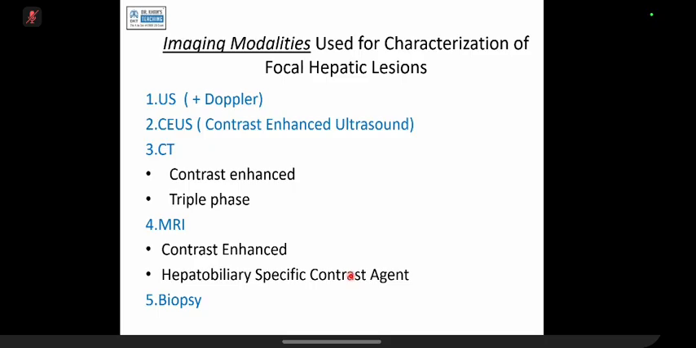But for HCC, our classical criteria is arterial enhancement and then washout. It becomes black. Ancillary criteria is additional criteria. So they've put it there that on a hepatocyte specific agent, it will be black. It will not enhance. So I'll show you. And of course, then biopsy.